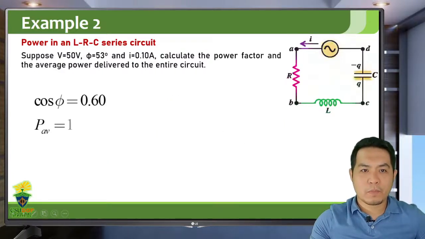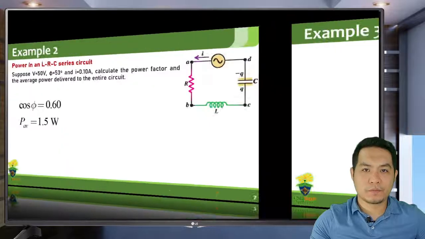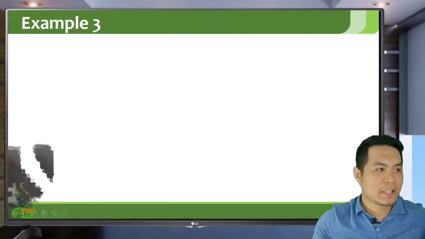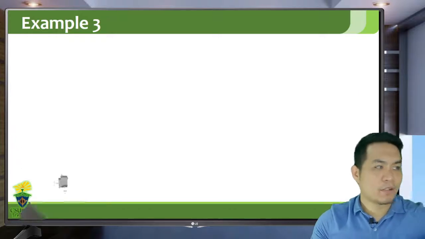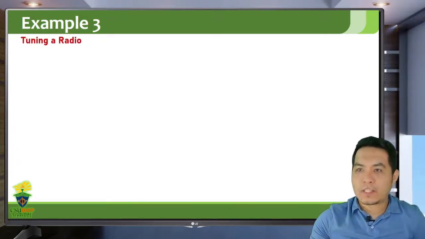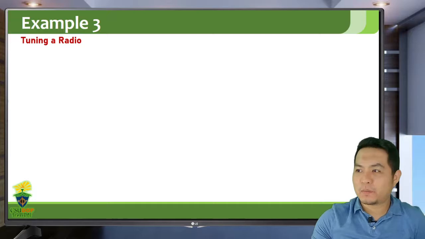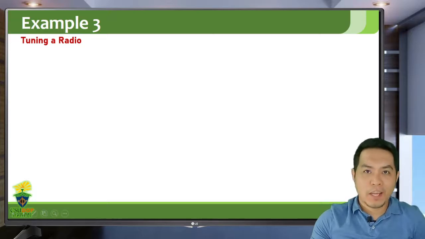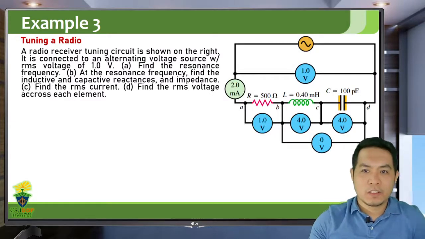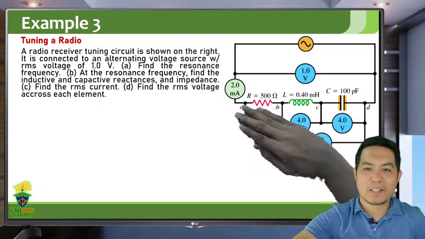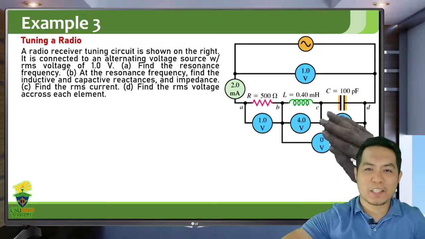So this is the summary of our results. So for the last example for this lesson, let's have tuning a radio. So in a radio, there is an LRC series circuit. So don't mind these terms here. These are actually the results. These are actually the values.